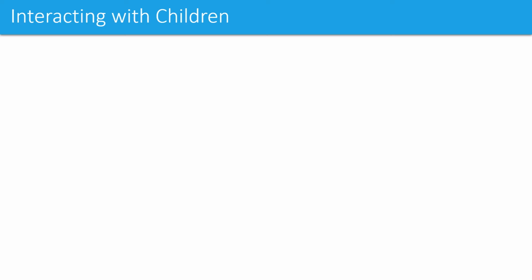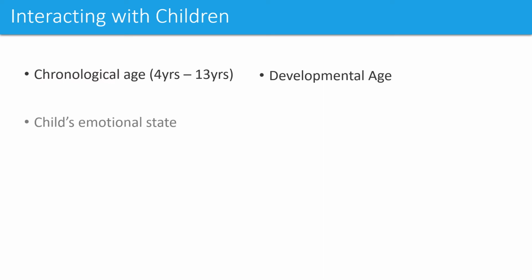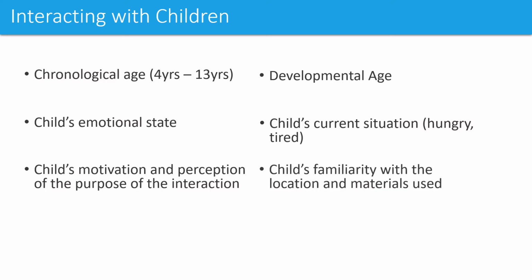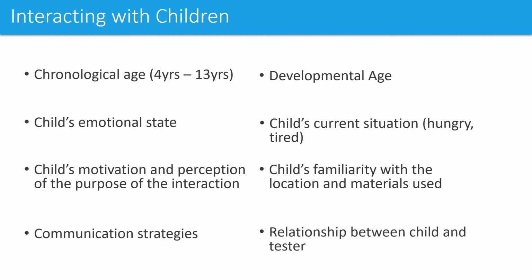Some of these you consider no matter what situation you are in, but for the purpose of vision screening, these will be the most important ones to consider. Chronological age, developmental age, child's emotional state, child's current situation, child's motivation and perception of the purpose of the interaction, child's familiarity with the location and materials used, communication strategies, and relationship between child and tester.